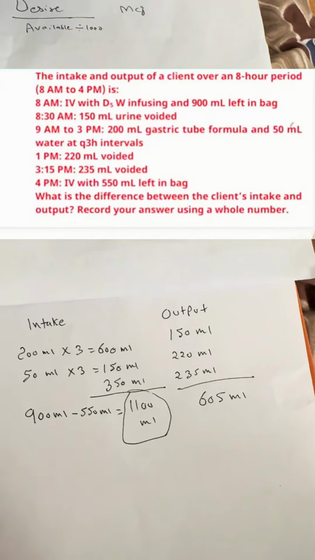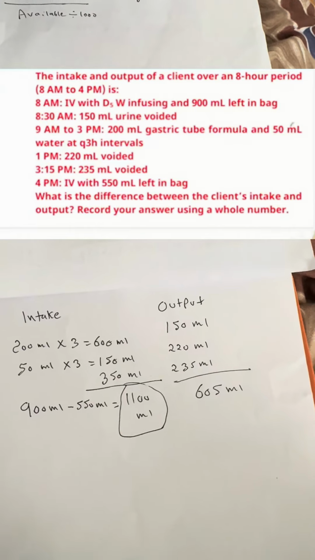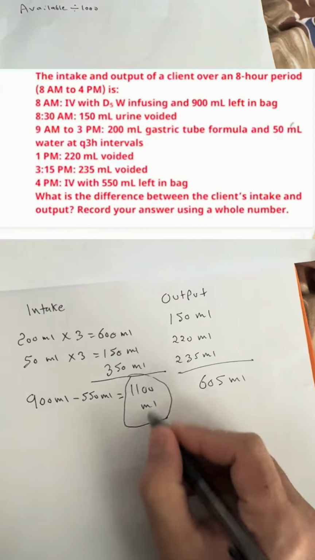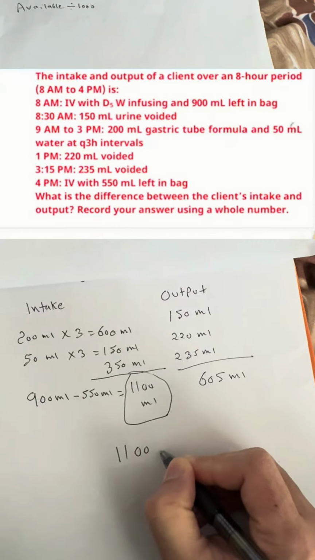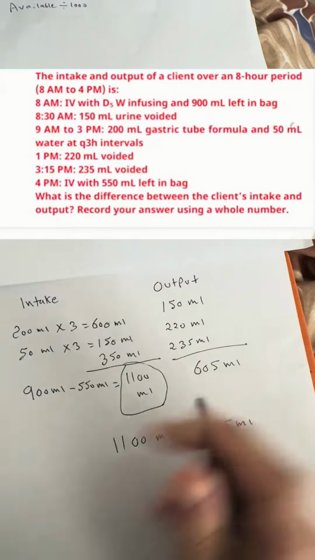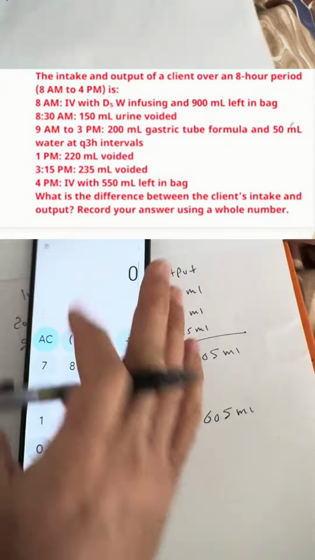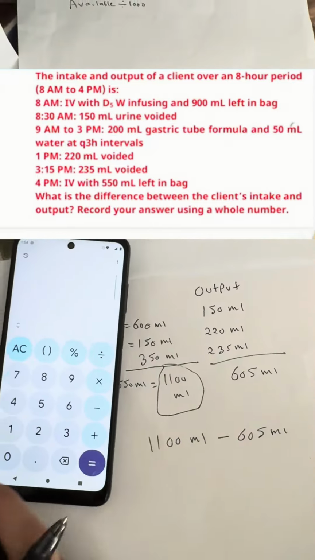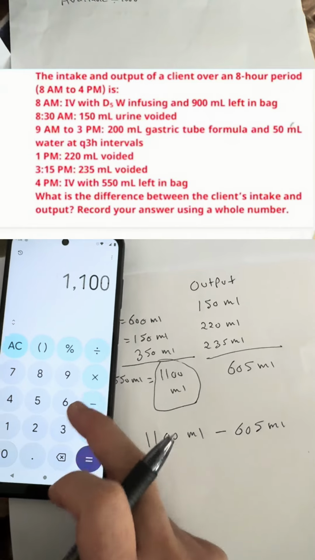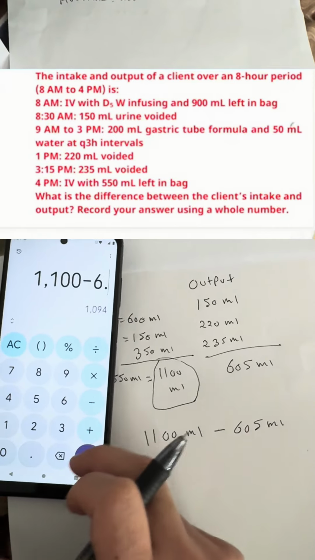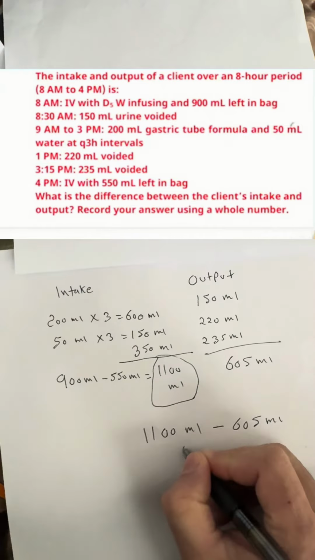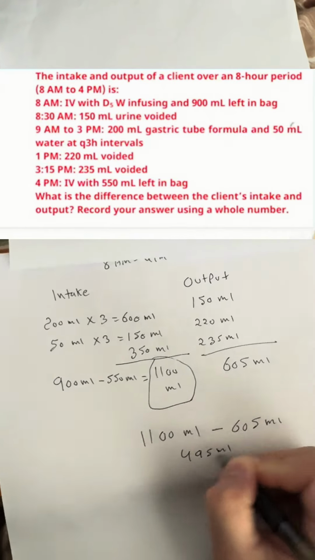Now the question is asking what is the difference between the client's intake and output. The intake was 1100 ml minus 605 output. So let's see. 1100 minus 605 will give us 495 ml as the difference.